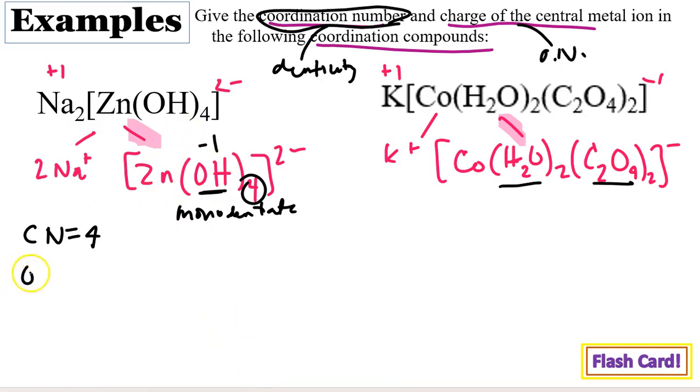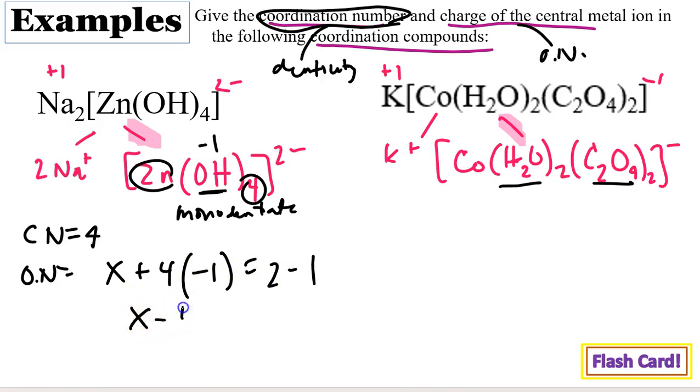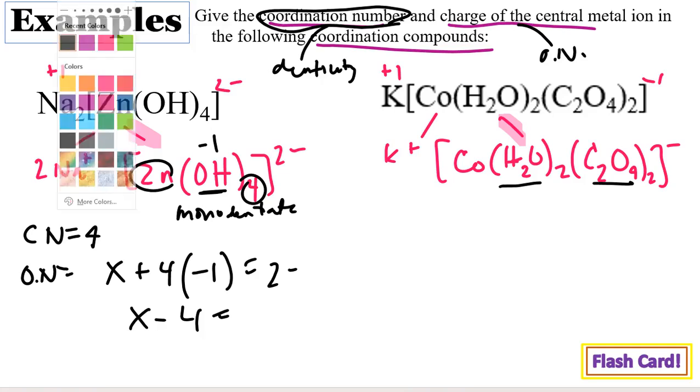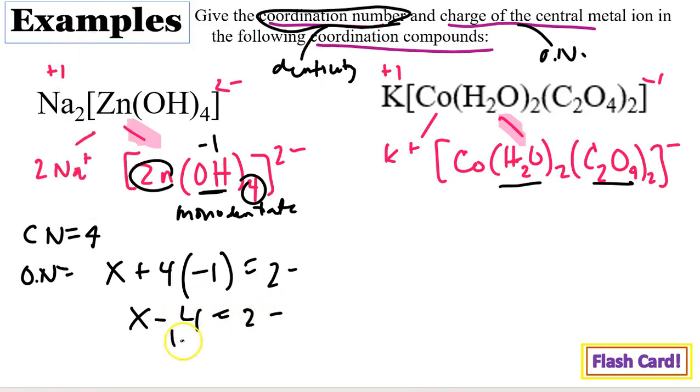Now, as far as oxidation number, we would solve for our zinc. So we're going to have X plus 4 OH minuses. Each OH is going to have a -1 charge, and this entire thing is equal to 2 minus. So you're going to have X minus 4 is equal to 2 minus. We're going to add 4 to both sides. Our X is going to equal a 2+ charge. So that means the zinc here is going to have an oxidation number of +2.